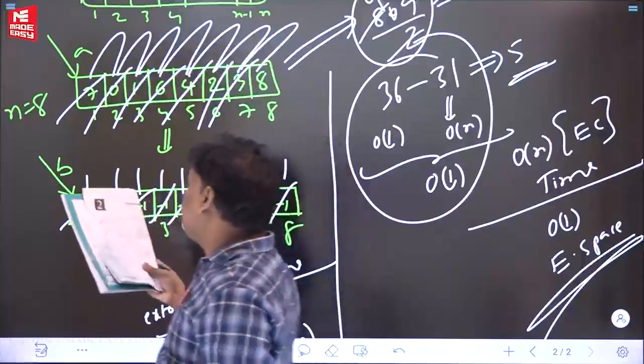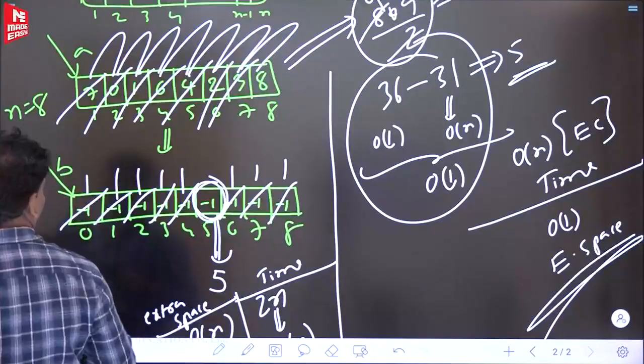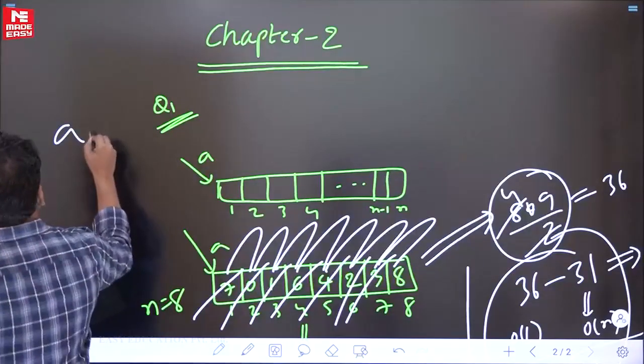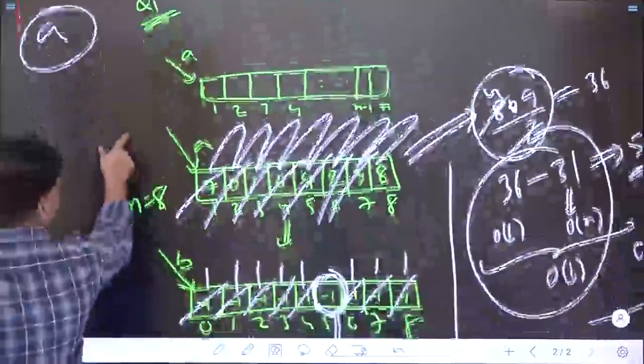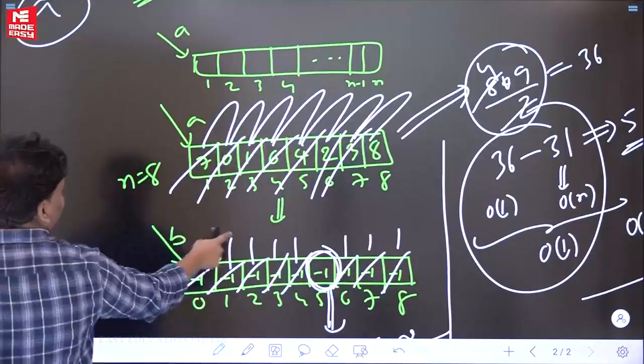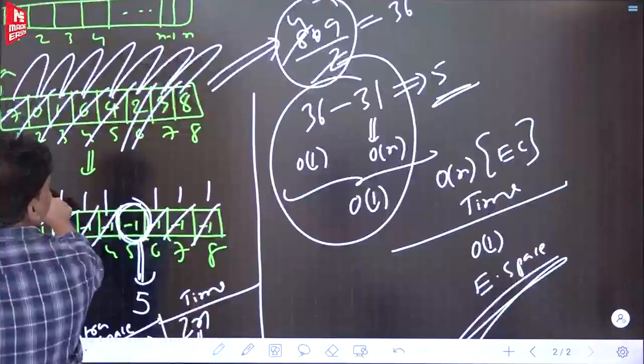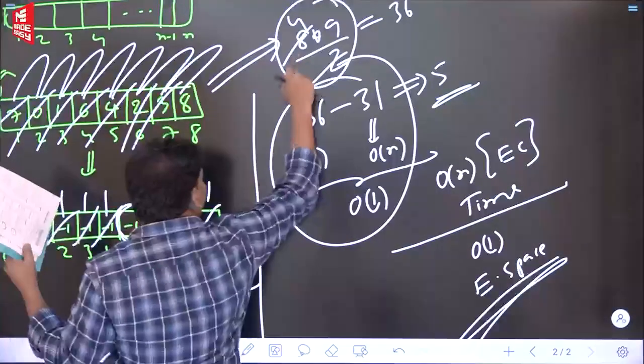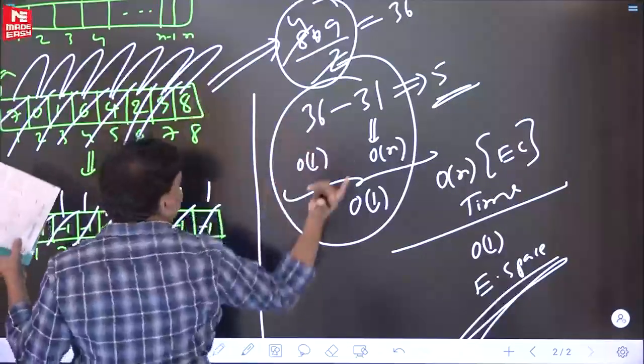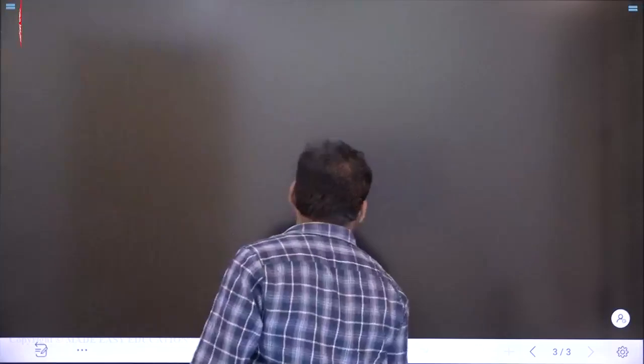The answer for question number 1 is going to be A. Two algorithms I said: the first algorithm, and the second algorithm. The second algorithm is the best one. Simply find the sum of natural numbers, and from there delete the total sum. So let's go to the next one.